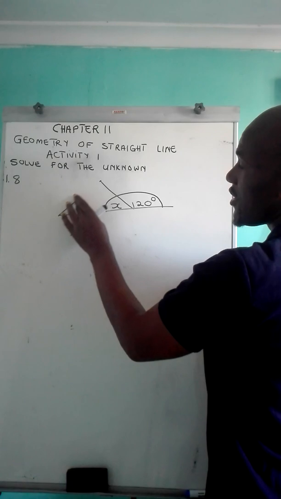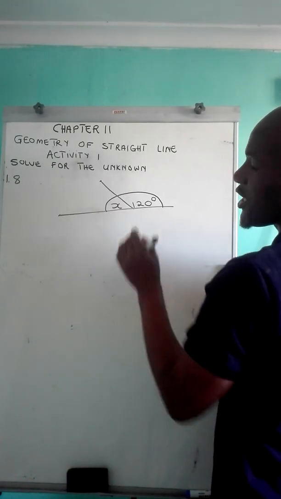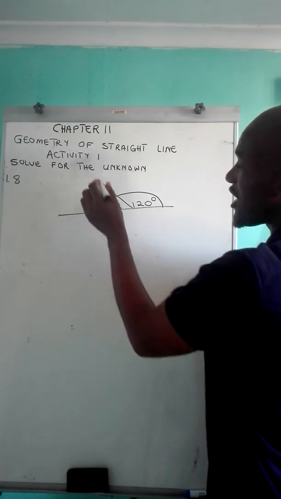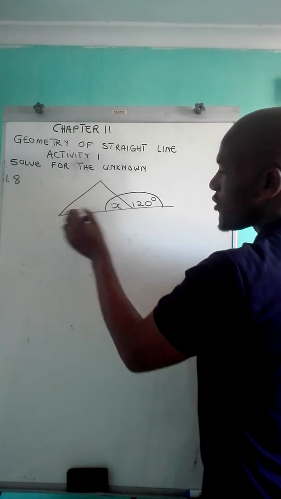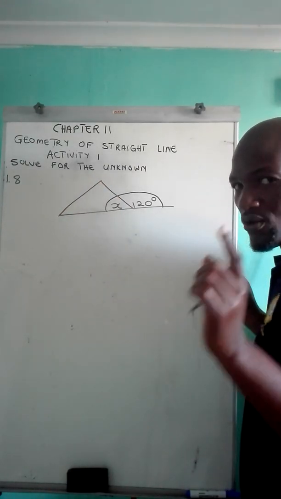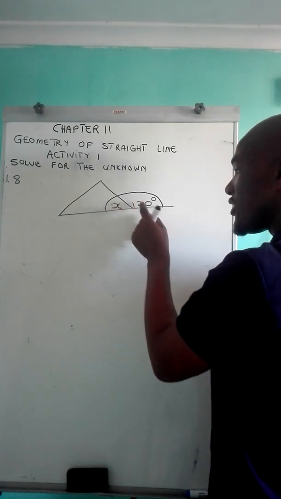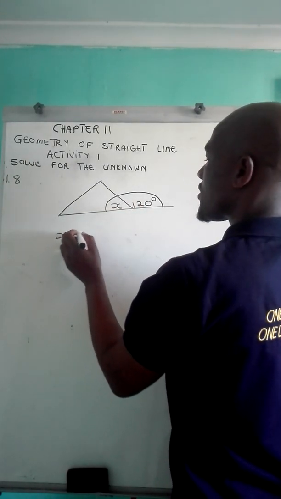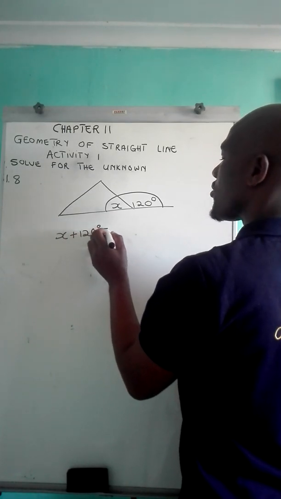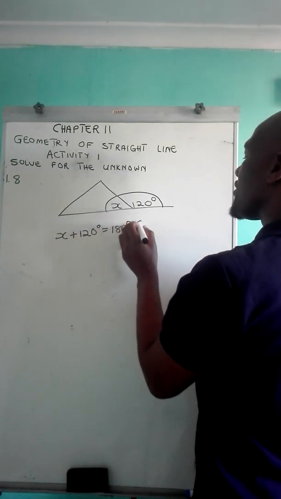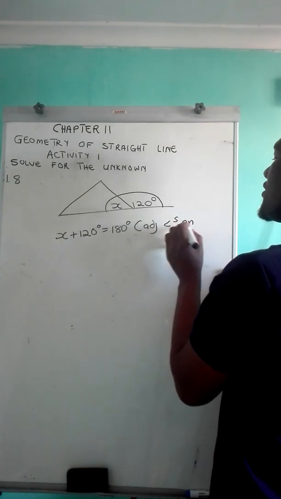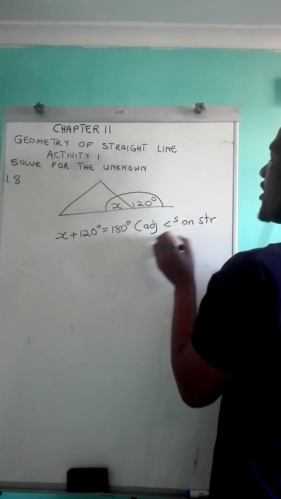If you can erase that, you can see these are adjacent angles on a straight line. By that line, to complete this triangle, they are trying to confuse you. As long as you see these angles on a straight line, you will say x plus 120 is equal to 180 degrees. Why? These are adjacent angles on a straight line.